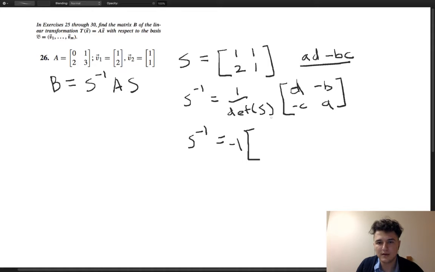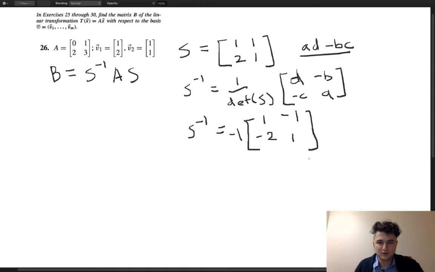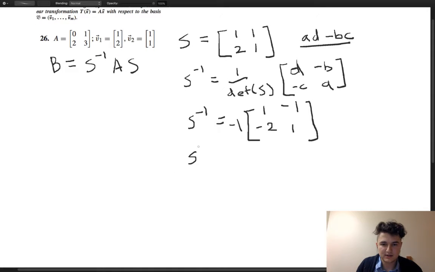And then we're just going to flip these, so these actually don't change, but then these become negative, which is kind of cool. So S inverse is just going to be [negative 1, 1; 2, negative 1]. Awesome. Now we have S inverse.